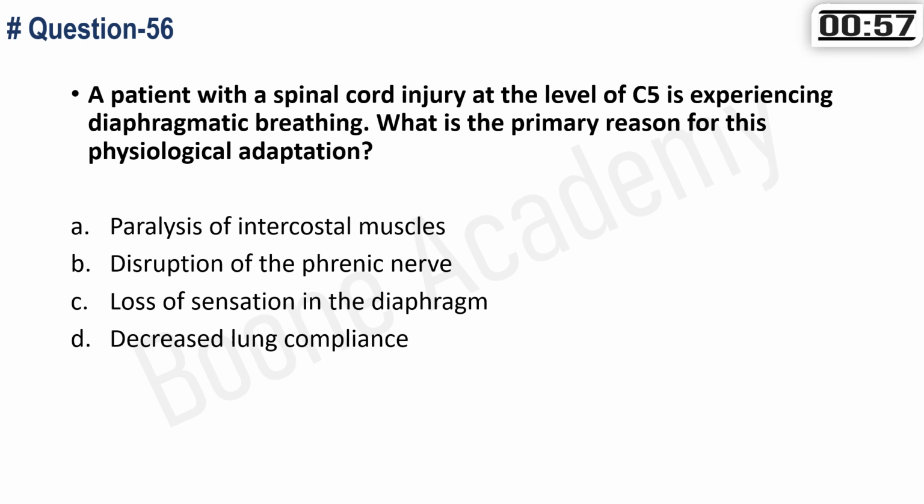Question 56. A patient with a spinal cord injury at the level of C5 is experiencing diaphragmatic breathing. What is the primary reason for this physiological adaptation? A. Paralysis of intercostal muscles. B. Disruption of the phrenic nerve. C. Loss of sensation in the diaphragm. D. Decreased lung compliance. You have 1 minute to answer your question.